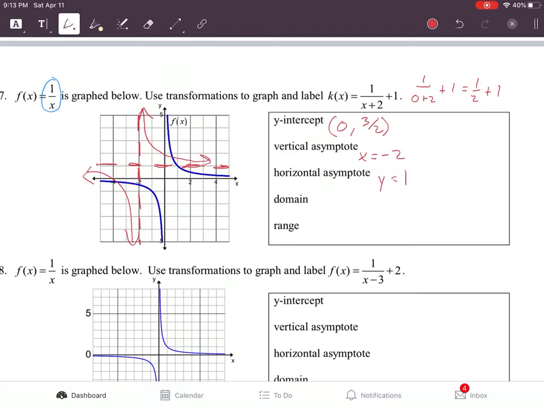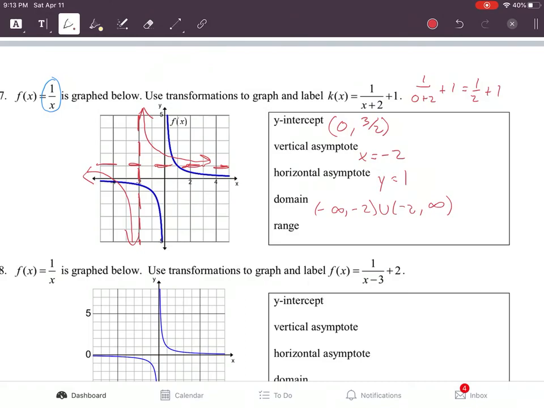Our domain. So what exists? What x values exist in our graph? Well, if we go from left to right, we have to skip over the vertical asymptote. So we go from negative infinity to the vertical asymptote, which is at negative 2. And we start up again at negative 2 and go towards positive infinity. So the only thing it can't be is negative 2.